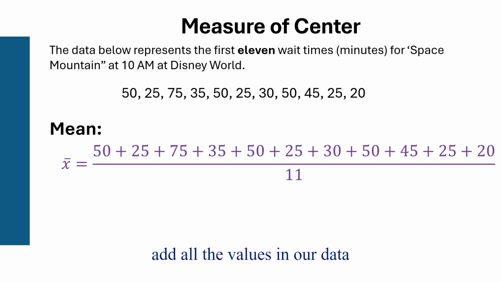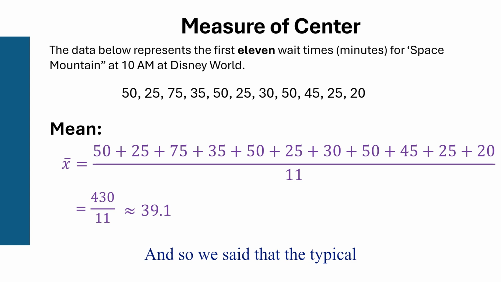add all the values in our data set here. So 50 plus 25 plus 75 and so on. And then divide the sum by the number of values in the data set. So we have 11. This is an example of a sample mean, so that's why we use x bar. So the sum is 430 divided by 11, and so we say that the typical waiting time for Space Mountain at Disney World is around 39.1 minutes.